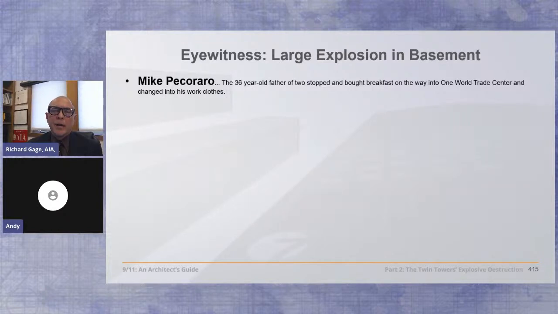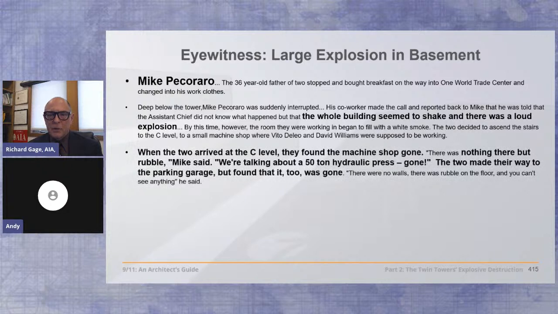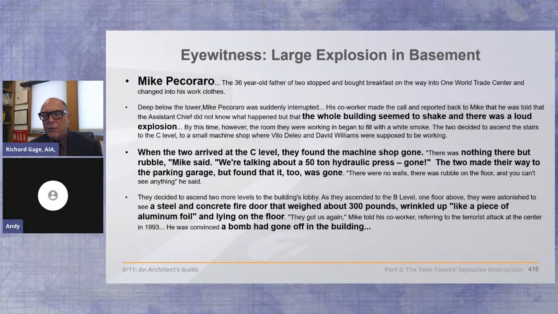What could explain those seismic events occurring 14 and 17 seconds earlier? Well, here's one explanation. Mike Pecoraro was down in the basement. Says the whole building began to shake. There was a loud explosion. When the two arrived at the sea level of the basement, the machine shop was gone. There was nothing there but rubble. We're talking about a 50-ton hydraulic press gone. They made their way to the parking structure, our garage, and found it too was gone. There were no walls, rubble on the floor. You can't even see anything. A steel and concrete fire door weighed 300 pounds, wrinkled up like a piece of aluminum foil, lying on the ground. A bomb had gone off in the building.